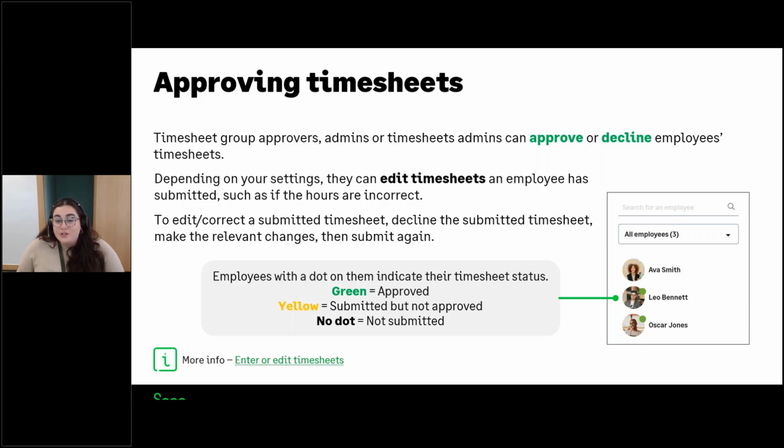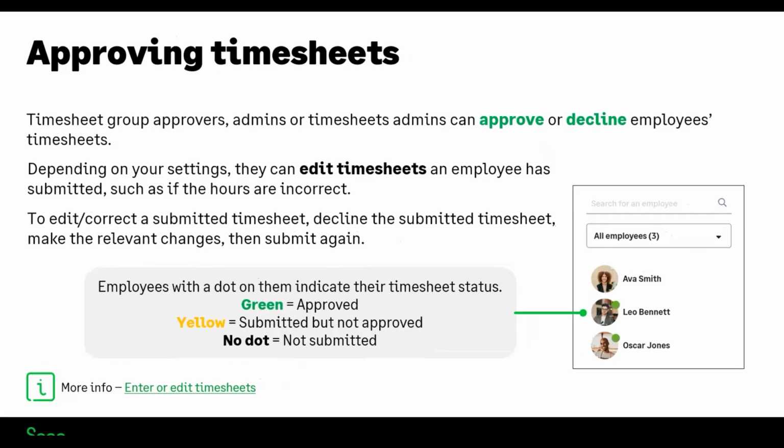Now, if the employee does forget to submit the timesheet, that can happen quite often, the approver can still approve what's there. They can still approve the timesheet. But let's go back to the portal again. This time we're actually going to go in as Oliver, who is Ava's timesheet group manager. So Oliver's job is to go in and approve those timesheets.